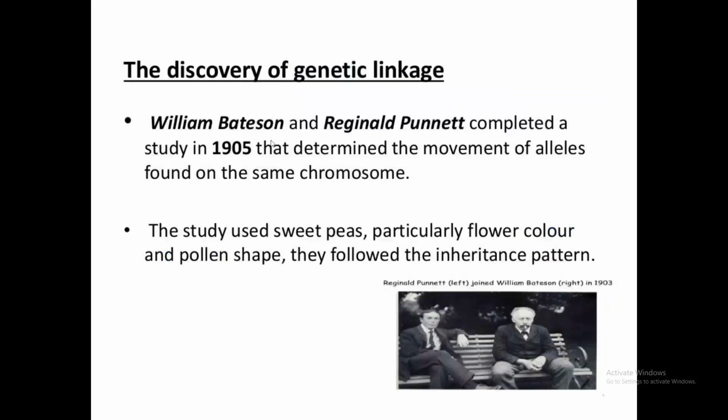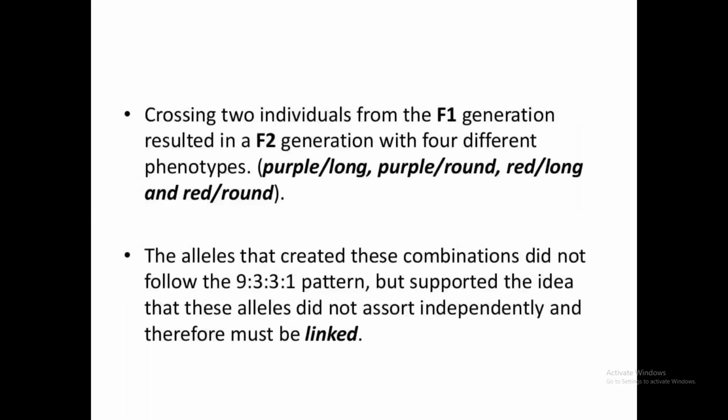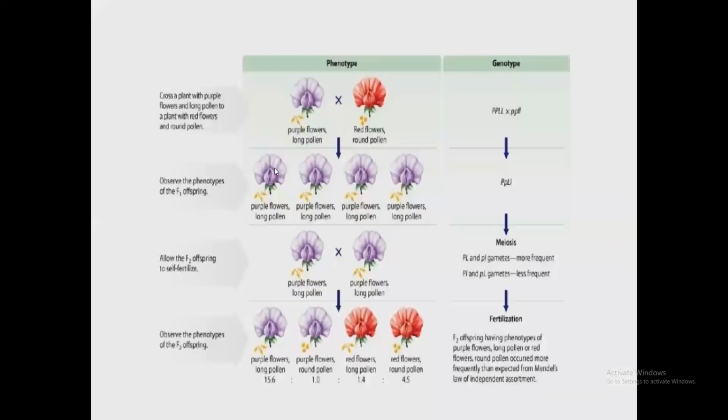Last class we saw a bit about Bateson and Punnett. They worked on the linkage concept, and the plant they worked on is Lathyrus odoratus. They did a dihybrid cross, and they could not get the 9:3:3:1 ratio shown by Mendel. The two characters taken are flower color and pollen shape, and these two are the parental characters.